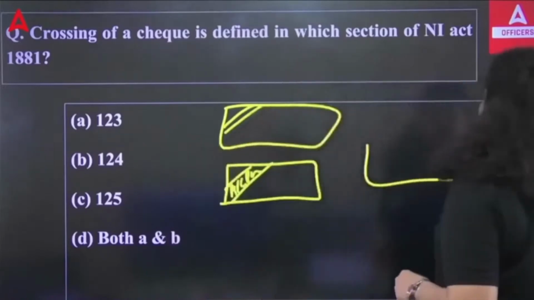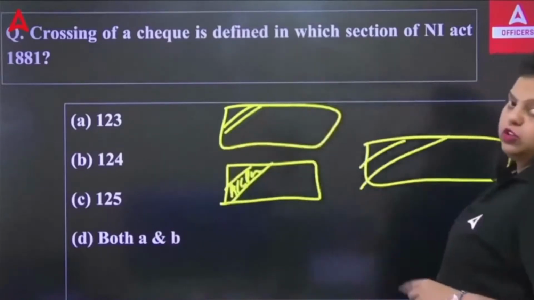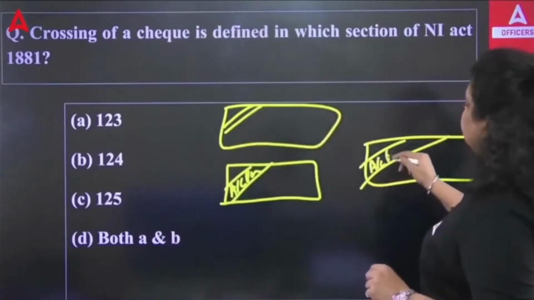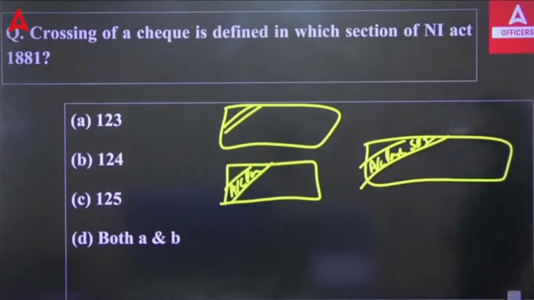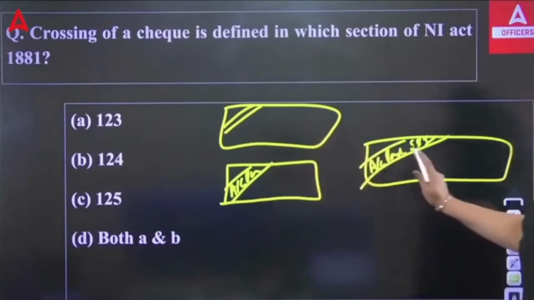And the third special crossing: at the left side of the top of the check, two parallel lines will be there. It will be written account pay and the name of a particular bank. These three types of crossing will be there: general crossing, account pay crossing, special crossing.